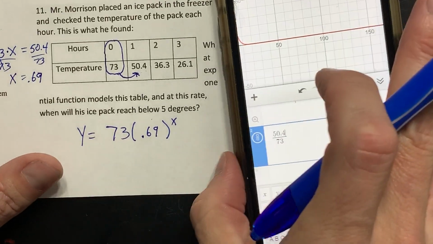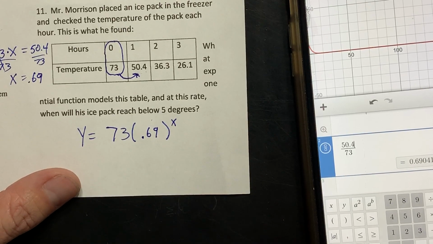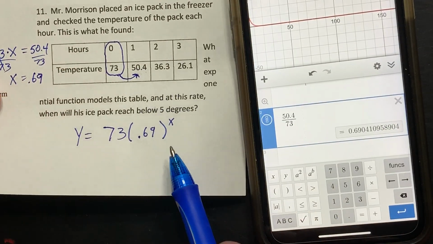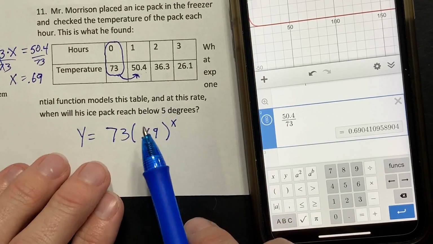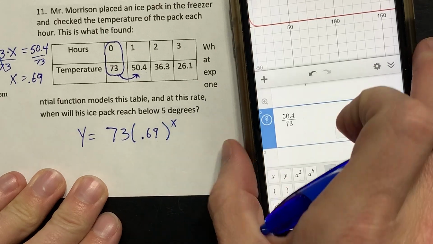Like I said, the question here on the test is multiple choice. It'll be a lot easier to pick this out of multiple choice. I just wanted to make sure I didn't make any mistake before I ended that and showed y'all wrong. The other question, though, when will this ice pack reach below 5 degrees?